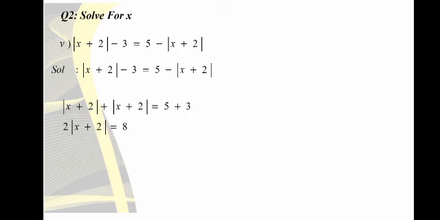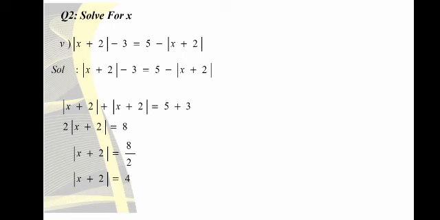Next question, the fifth question, is absolute of x plus 2 minus 3 is equal to 5 minus absolute of x plus 2. Combine the absolute values. Absolute of x plus 2 plus absolute of x plus 2 equals 5 plus 3. So absolute of x plus 2 plus absolute of x plus 2 will become 2 into absolute of x plus 2. 5 plus 3 is equal to 8.